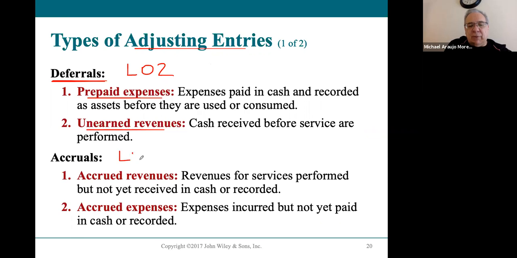And Learning Objective 3 talks all about the adjusting entries that we call accruals. And accruals are just the opposite. We recognize the revenue now, even though we're not going to get paid for it till later. And we recognize the expense now in this period, even though we won't pay it until later. So these are going to be the basis of our next class for adjusting entries.